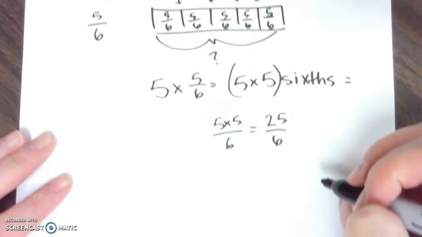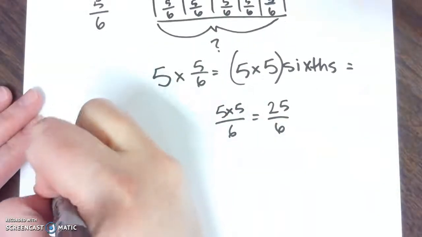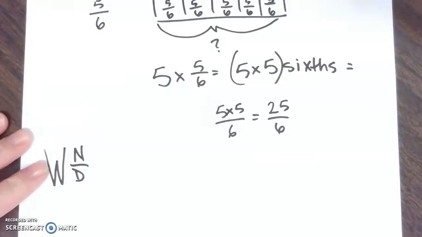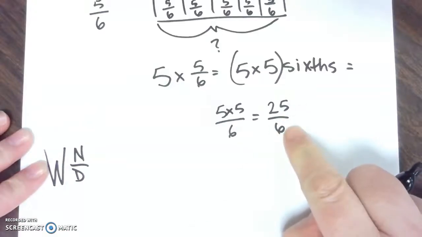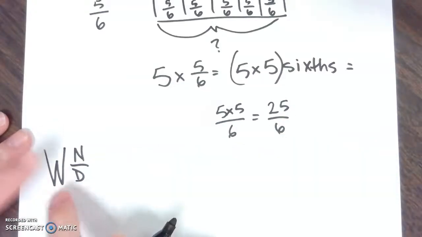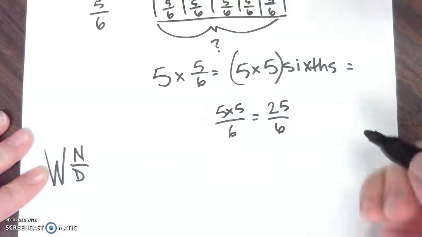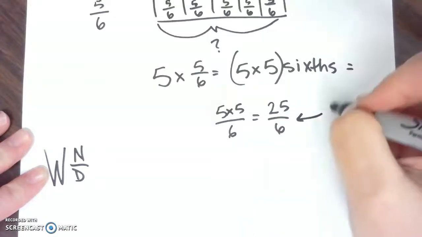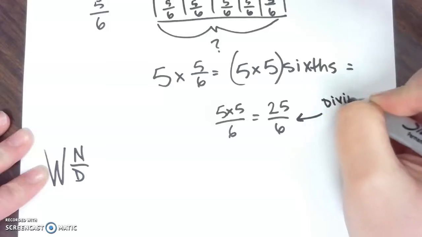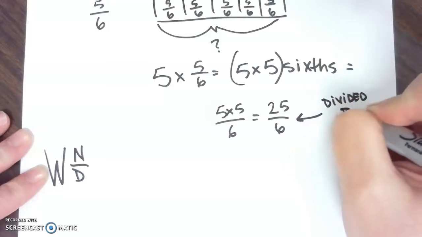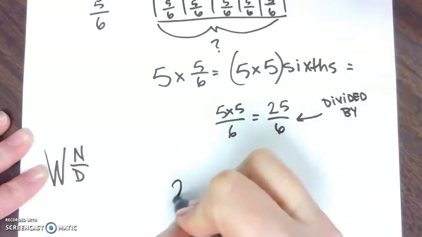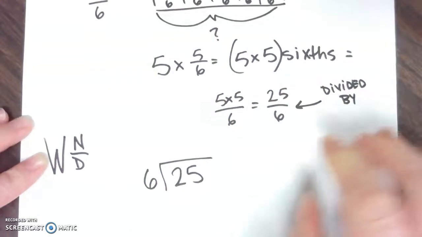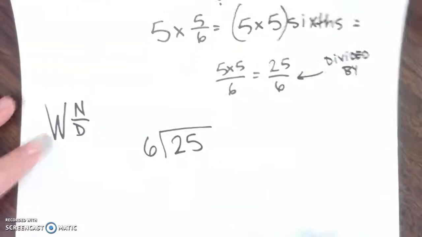Well, today is the day that we get to turn this improper fraction into a mixed number. And if you remember, mixed numbers have a whole number, a numerator, and a denominator. So we're going to turn this improper fraction into this mixed number. To do that, we have to divide. We just remember that the bar right in the middle of our fraction means divided by. So we're going to put it in a house. 25 divided by 6.